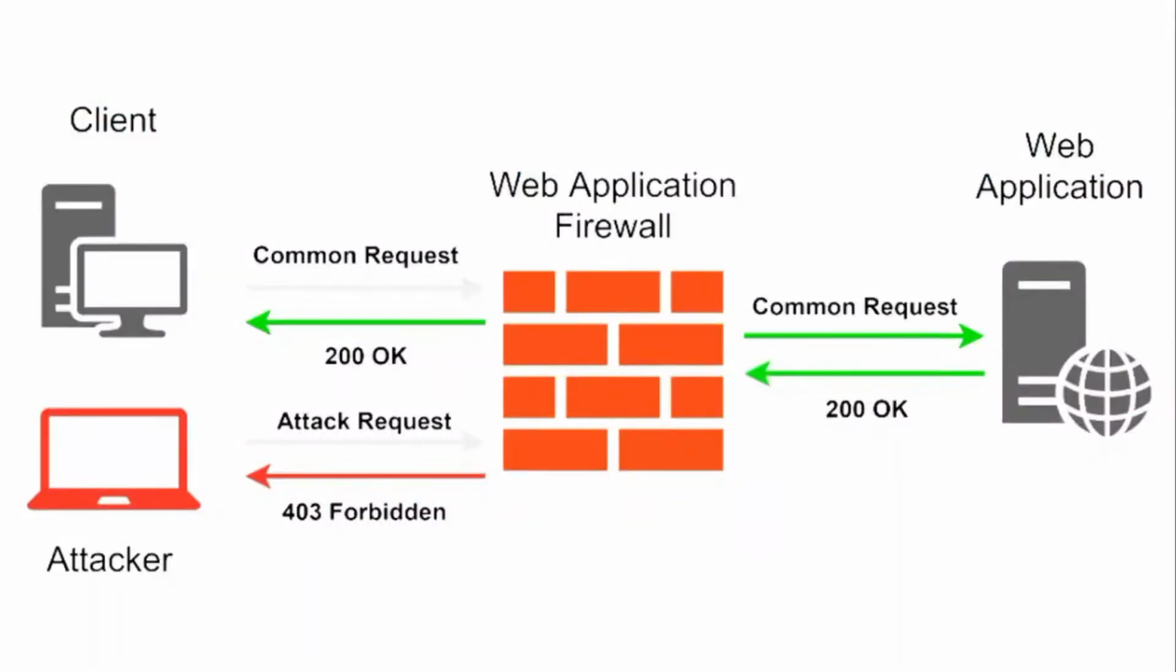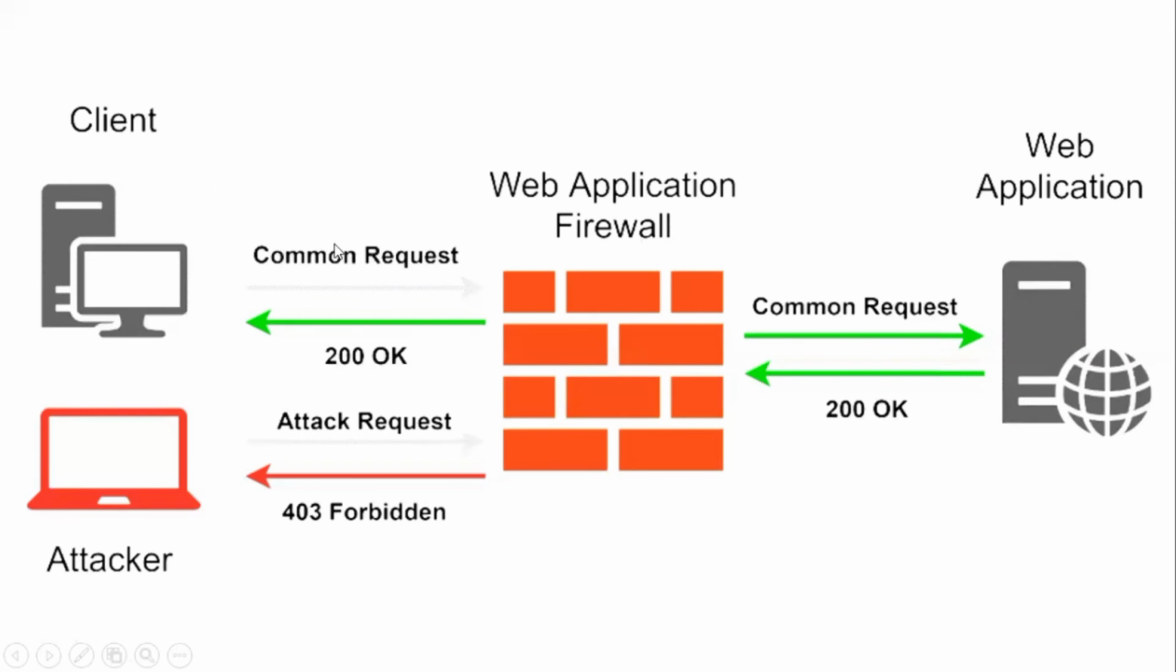This diagram gives a broad overview of how the web application firewall works. In between the client, the attacker, and the web application, there is the web application firewall, which maintains the security of our application. For example, there are two types of users here. One is the authorized user, known as the client, and the other is the attacker, the unauthorized user. The firewall admits the requests sent by the authorized user, the client.